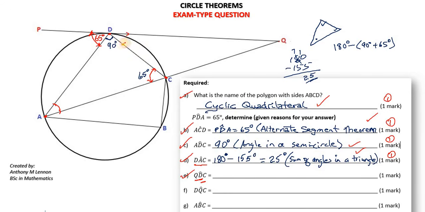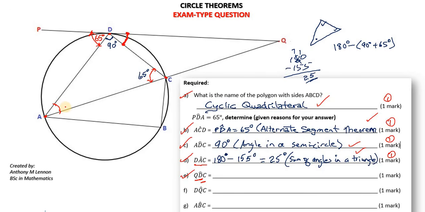So looking at this line as well. So we're looking at line QD, or line segment QD, and line segment DC. So that's the angle we're looking at. The angle that connects the two lines, line segment DQ and DC we're talking about. So what is this angle?